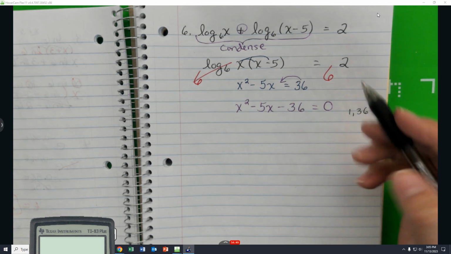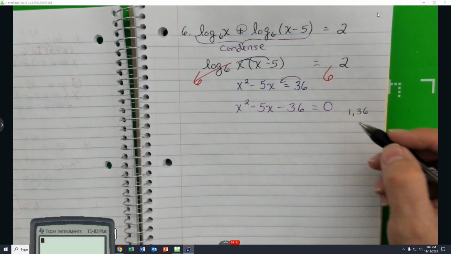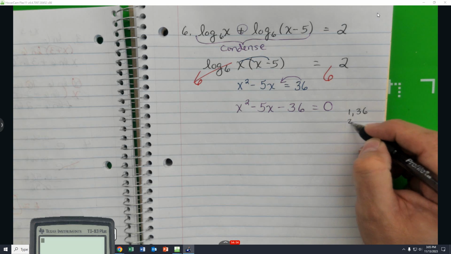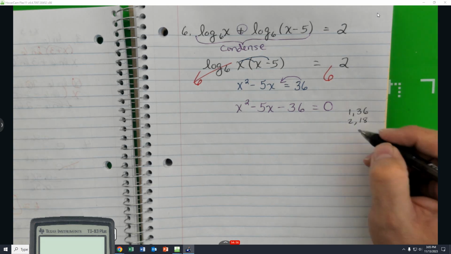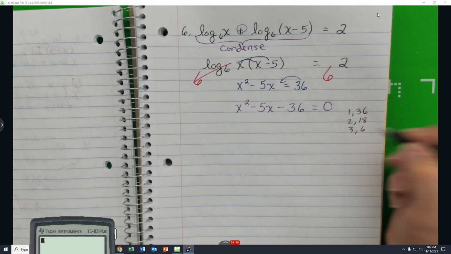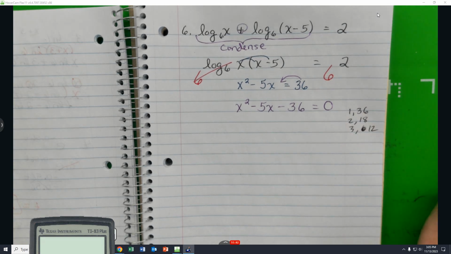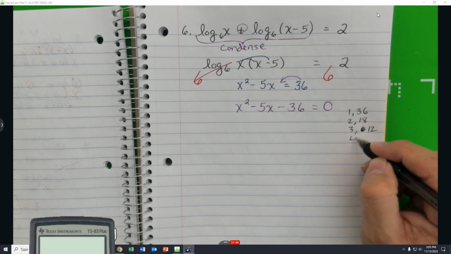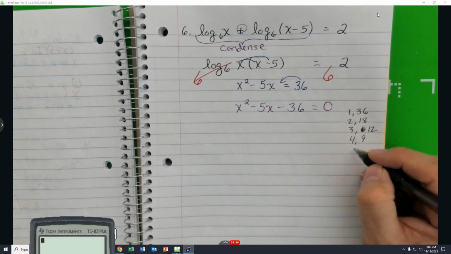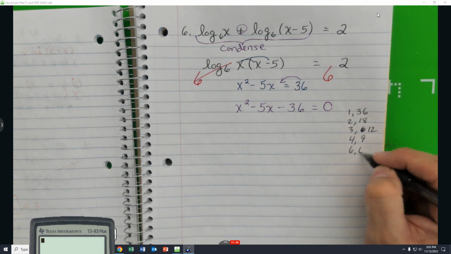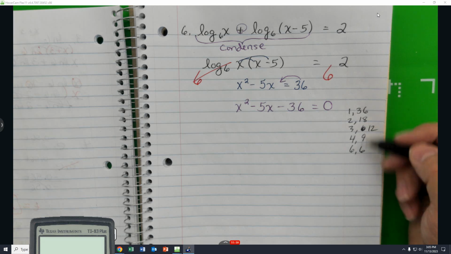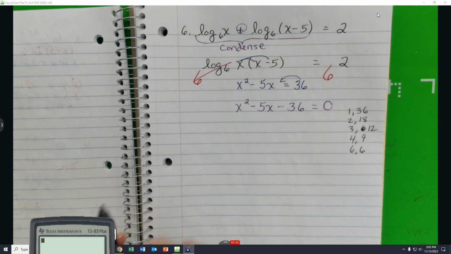I'm going to factor. Numbers that multiply together give 36. 1 times 36, 2 times 18, 3 times 12, and 4 times 9. 6 times 6. Here's all the numbers that multiply together to give 36.